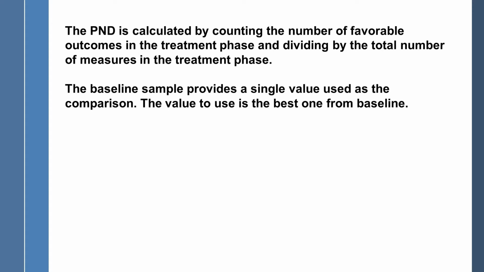The baseline sample of measurement points for your single individual provides a single value that's used as the baseline comparison. So it doesn't matter how many measurement points you have during baseline, you're just going to take the best one of those and use that as your comparison value. That value is where you draw the benchmark in judging whether the treatment phase is better than the baseline or not. And as you might imagine, that would make it very susceptible to the presence of an outlier during baseline.